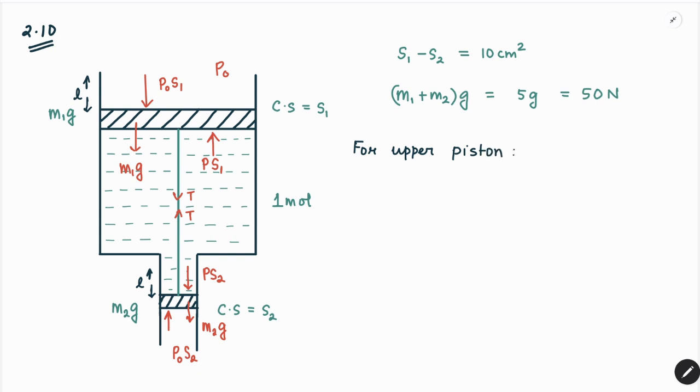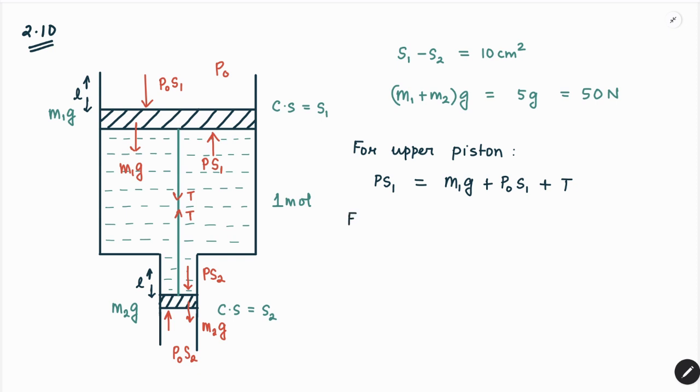So for the upper piston, the only force acting in the upward direction is PS1. The rest of the forces are trying to pull it down. So we can say that PS1 is equal to M1G, which is in the downward direction, P0 S1, which is in the downward direction, and the tensional force T, which is also pulling the piston in the downward direction.